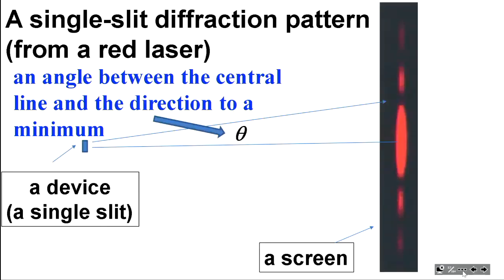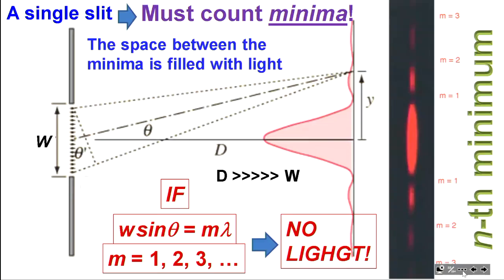to describe the location of a minimum, we have to use an angle, which is related to, well, what is involved? The wavelength, of course. For the red, it's red. For the green, it's green. For the blue, it's blue. Where else? Well, the location of the minimum. So first minimum, second minimum, third minimum. And of course, how wide the slit is, the width.